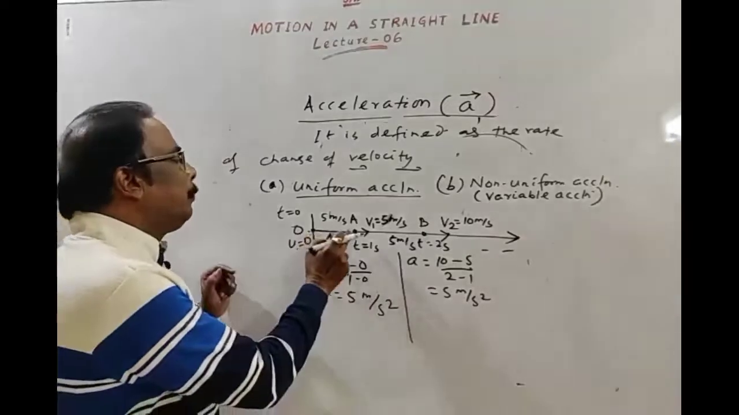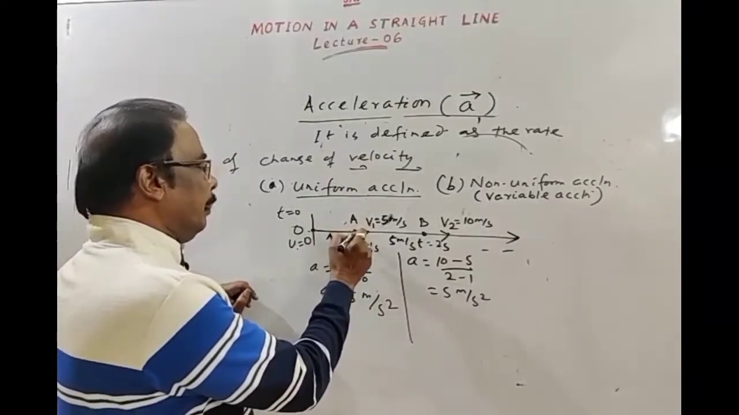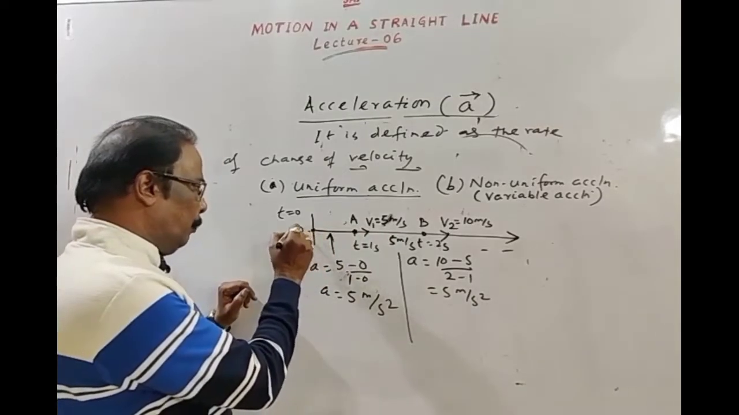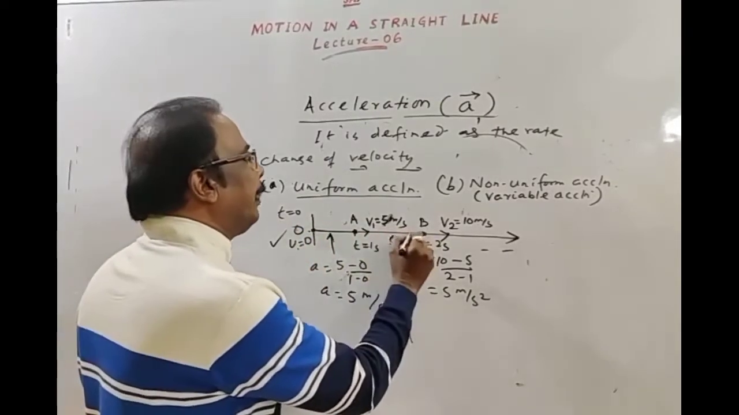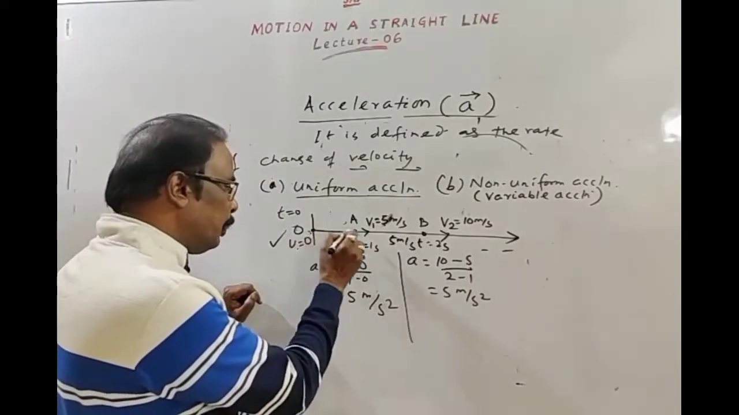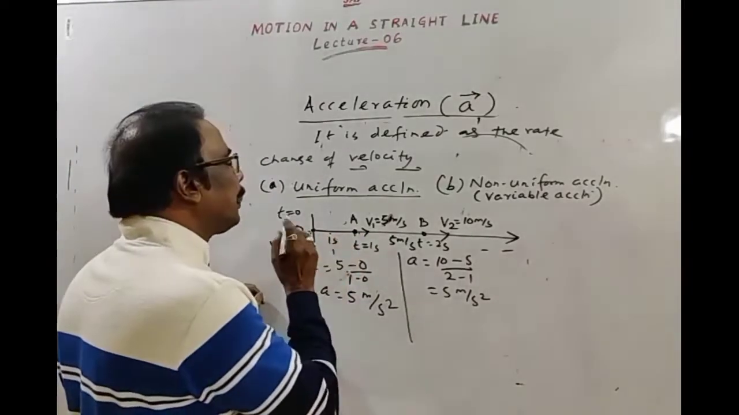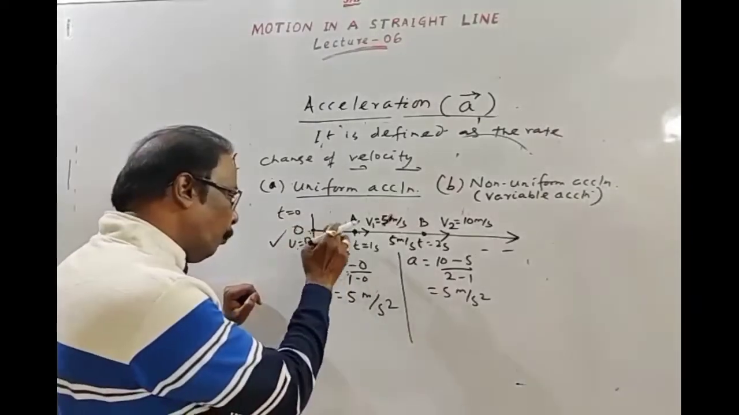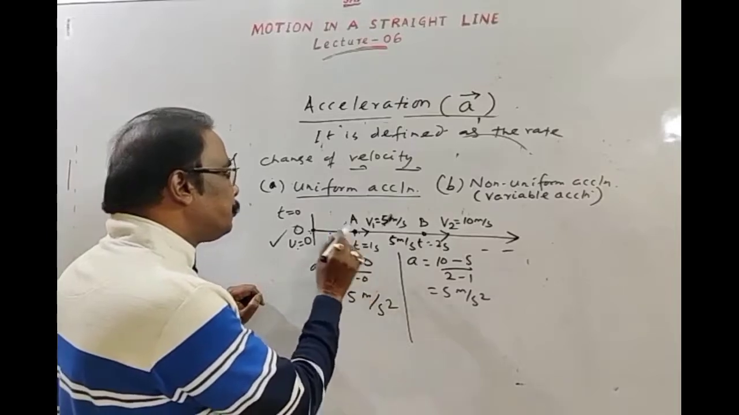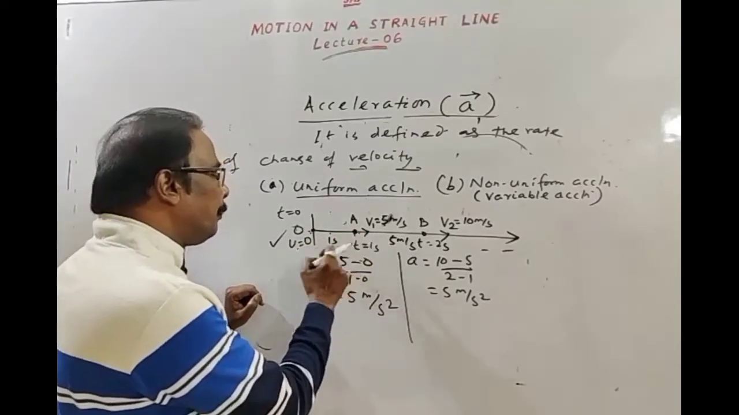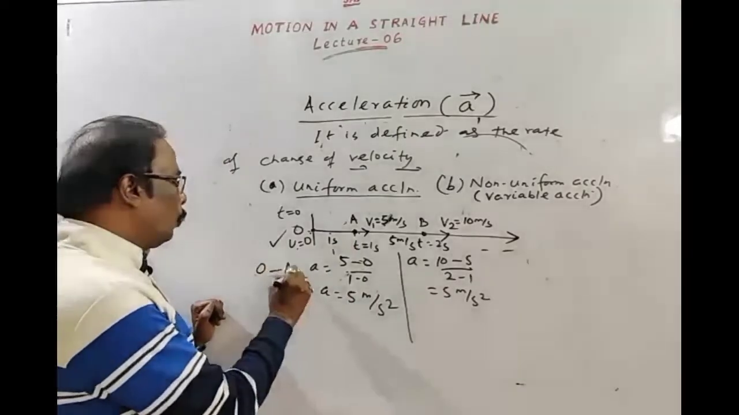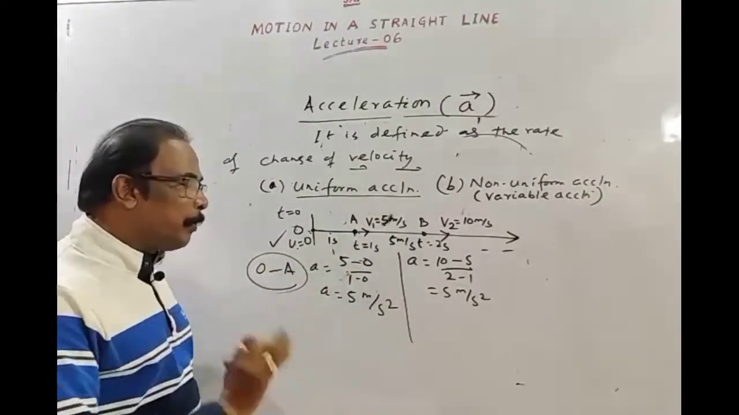Let when the body reaches position A, the velocity is 5 meter per second. From initial position O, the velocity is 0. Time taken by the body to move from O to A is 0 to 1 second, meaning the interval of time is 1 second. So from O to A, acceleration is again the same thing: change in velocity 5 minus 0, divided by change in time 1 minus 0. So from O to A, acceleration is 5 meter per second square.